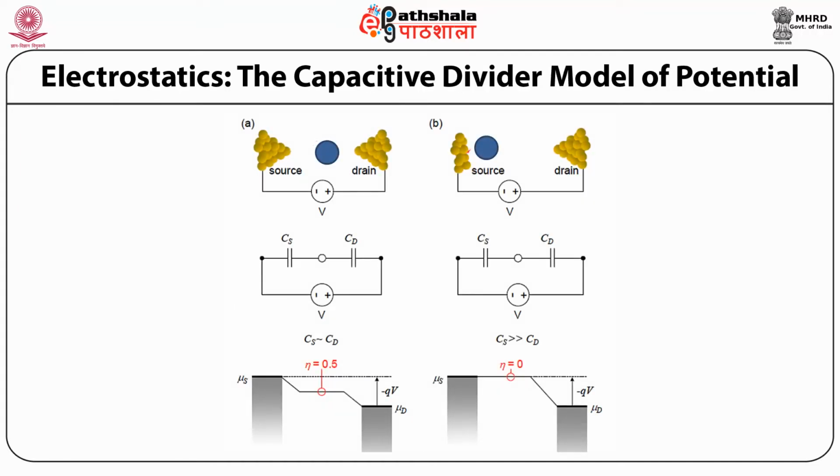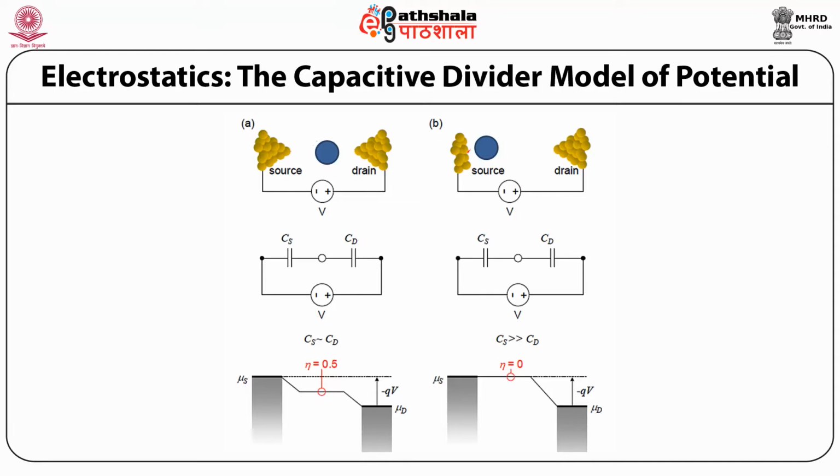Electrostatics, the capacitive divider model of potential. So in this model, the contact nanoparticle contact device can be modeled by a nanoparticle linked to the source and drain contacts by two capacitors CS and CD respectively. So if the nanoparticle is placed at the middle of the two contacts, then CS is proportional to CD. Now if the nanoparticle is near to the source, as shown in this figure B, but far from the drain, in other words, if the nanoparticle strongly couples to the source compared to the drain, CS is very much greater than CD and vice versa.